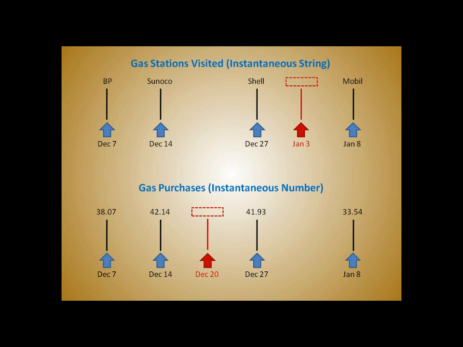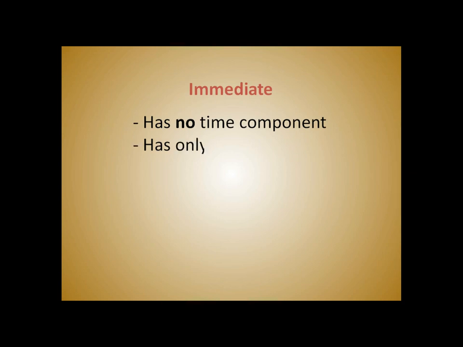Next, let's discuss the final of the 3 prefixes, and that's immediates. Immediate data types have no time component at all, only a value. These types are used for data that either never changes, or if it does change, the historical values are of no interest. The benefit of immediate data types is that they take up very little space in the database. The downside is, of course, that in doing so they provide far less useful information.